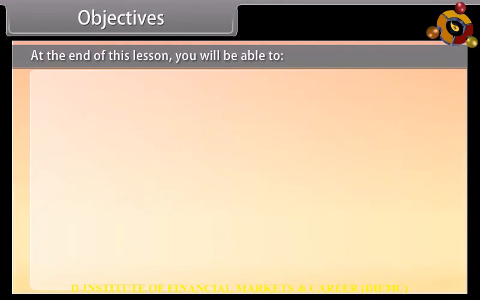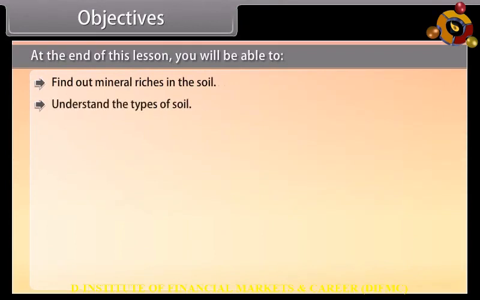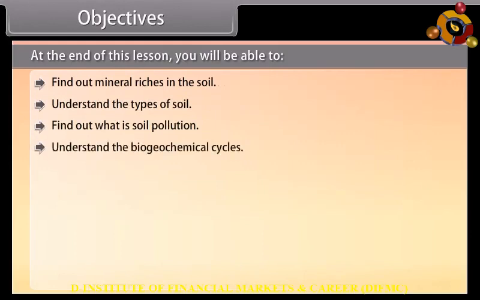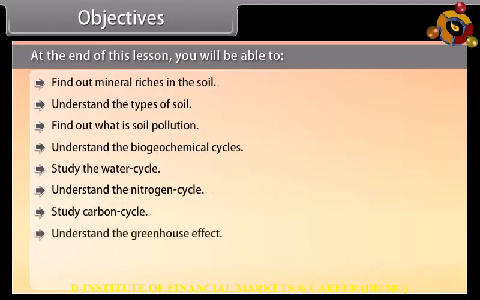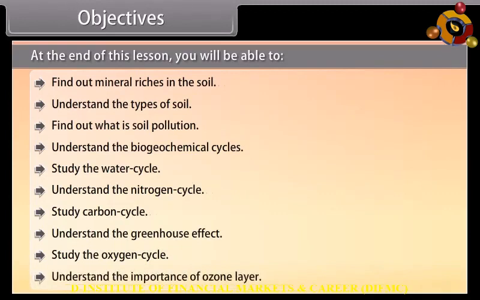Objectives. At the end of this lesson, you'll be able to find out mineral riches in the soil, understand the types of soil, find out what is soil pollution, understand the biogeochemical cycles, study the water cycle, understand the nitrogen cycle, study the carbon cycle, understand the greenhouse effect, study the oxygen cycle, understand the importance of the ozone layer.